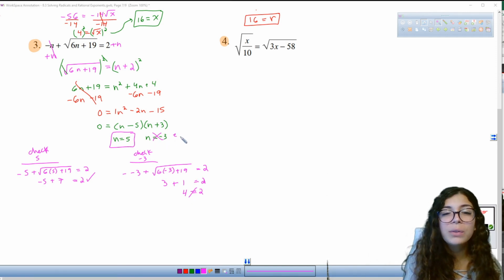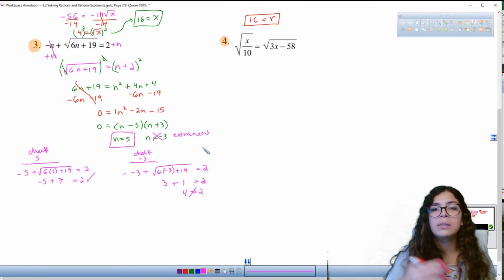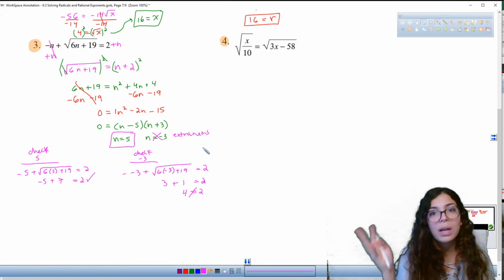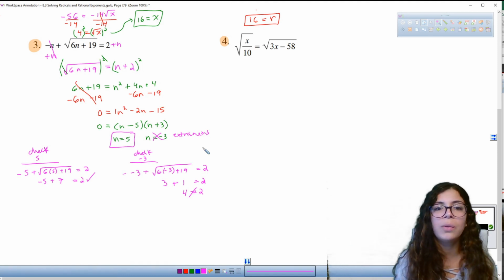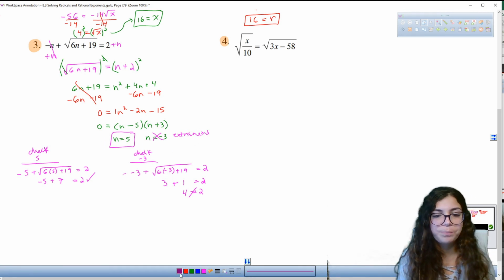Remember, even though this is considered an extraneous solution, it's not actually a valid solution. It's just called extraneous solution because it's a solution that we toss out. So if we're tossing it out, that means that it's not actually a solution, right? So the only valid solution here would be n equals 5. All right.